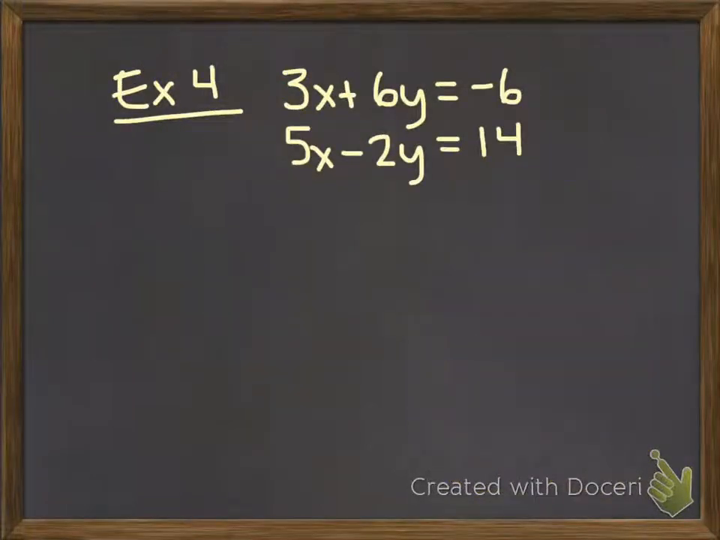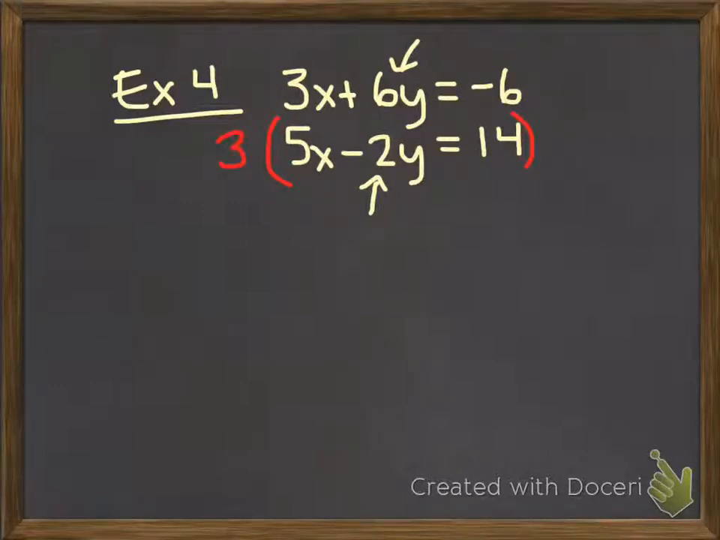Example 4 is 3x plus 6y equals negative 6, and the second line is 5x minus 2y equals 14. We're going to try to cancel out one of the letters, either the x's or the y's. This one's already positive 6, and this one's negative 2. So one's positive, one's negative, so that's good, except they're not the same number. So I want to try to make the negative 2 into a negative 6. To do that, I'm going to multiply everything by 3.